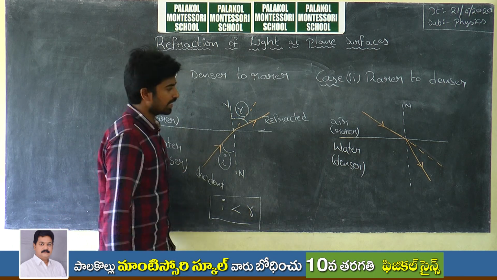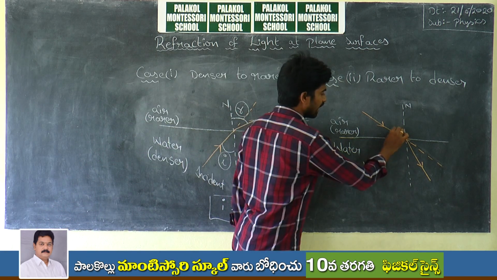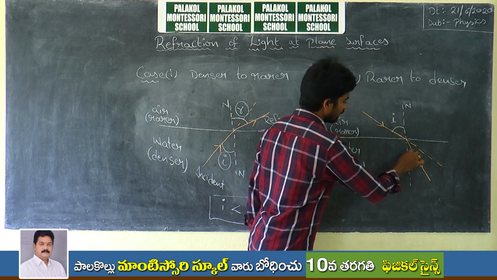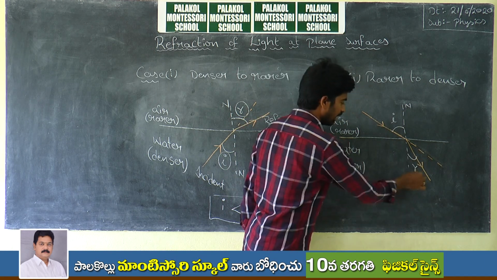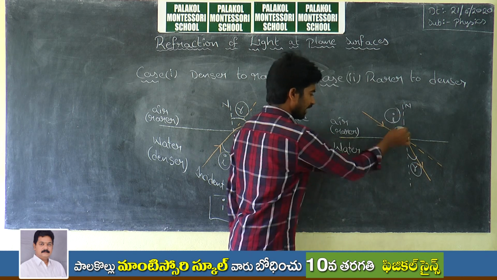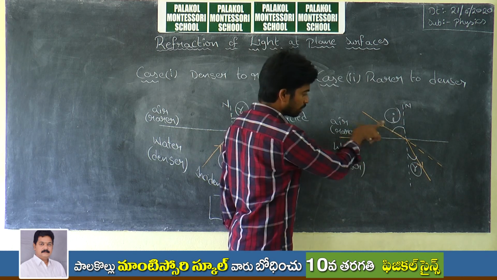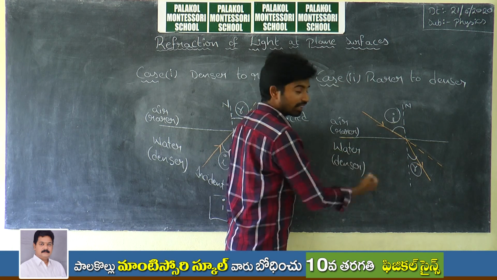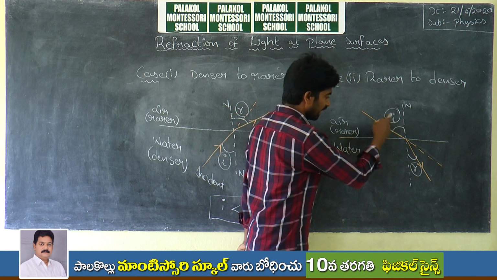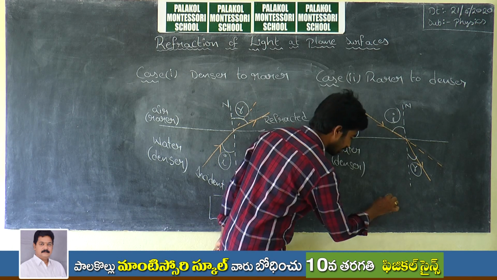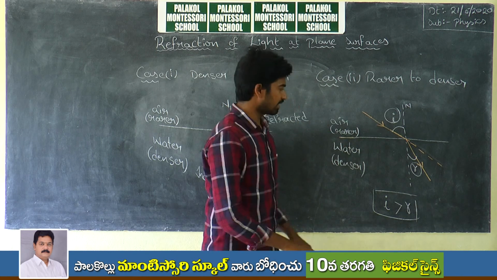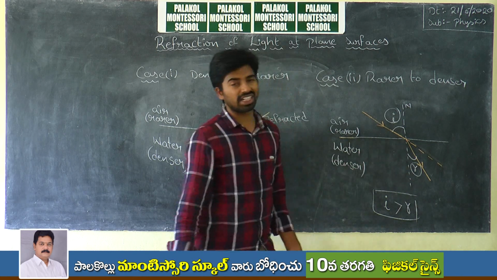So if you observe here, this is the incident angle I, and this is the refracted angle R. Here, if you observe carefully, you can see clearly with your eyes, geometrically, that the incident angle I is greater than the refracted angle R.